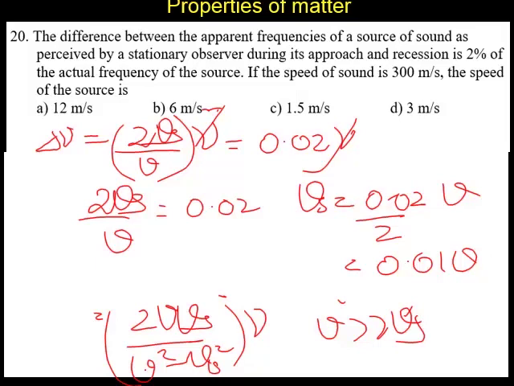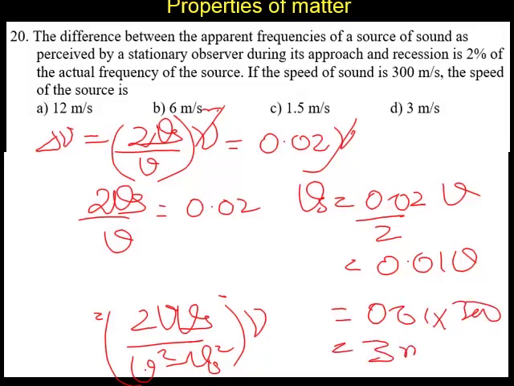What is V? V is given as 300. So 0.01 into 300 gives us 3 meters per second as the source velocity. So the correct answer is 3 meters per second. D is the correct answer.